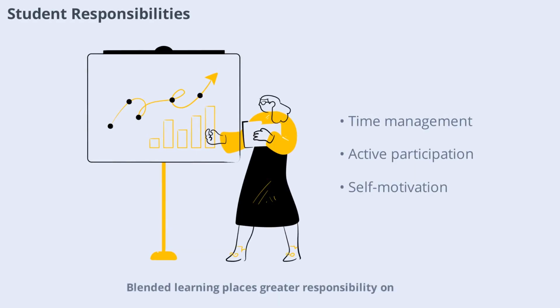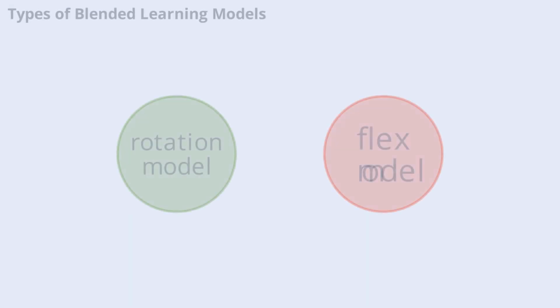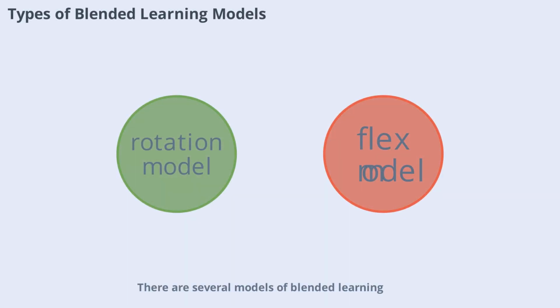Blended learning places greater responsibility on students to manage their own learning. They need to stay organized, complete assignments on time, and actively participate in both online and in-person activities. Developing strong time management and self-motivation skills is essential. Teachers can support students by setting clear expectations, providing regular check-ins, and offering resources to help them succeed in this more autonomous environment.